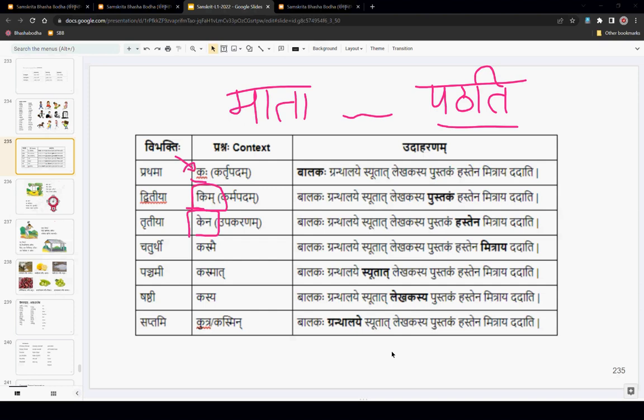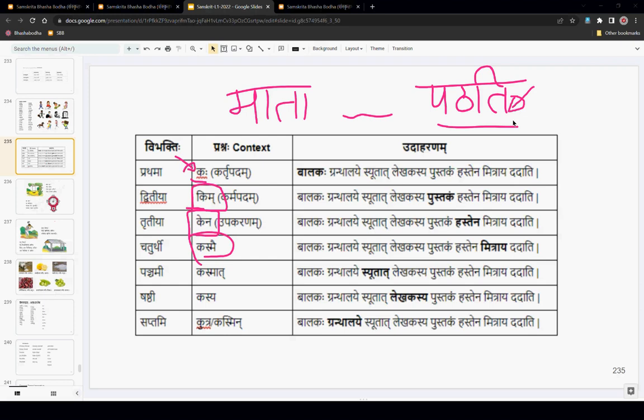Similarly, when we come to Chaturthi, kasmai. The Chaturthi form of kaha is kasmai, meaning for whom. On pathati also we can ask the question: kasmai pathati? For whom is she reading? The answer could be Balakaya, Putraya pathati. The son may be going to sleep and she is trying to read a story. Mata putraya katham pathati. So that could be the answer.